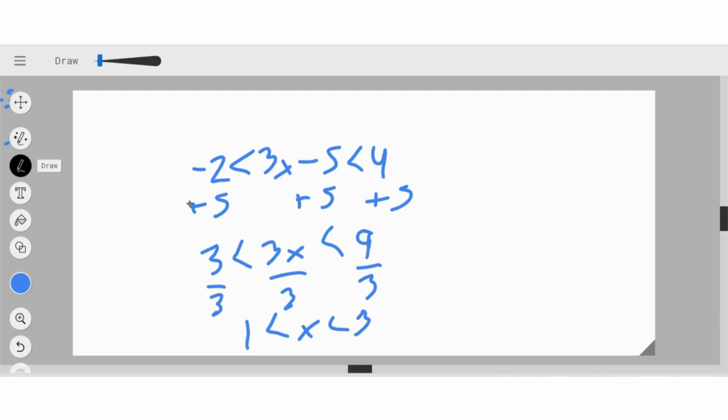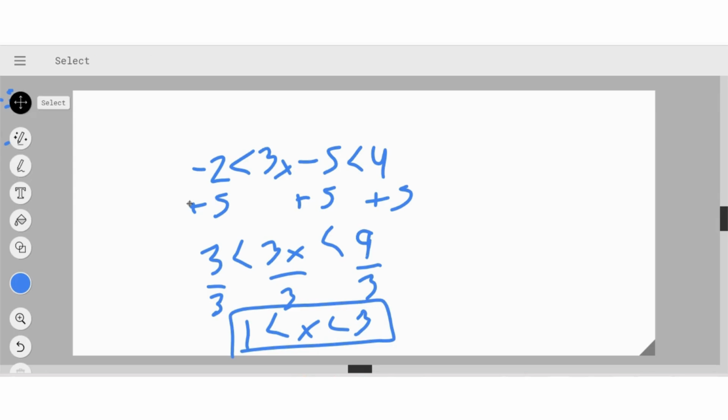And that's our answer. So if it asks you what's the only integer that satisfies this value, your answer would be 2. It can't be 1 because it says x is greater than 1, not equal to 1. It can't be 3 because it says x is less than 3, not equal to 3. The only integer within these parameters, or between 1 and 3, is 2.